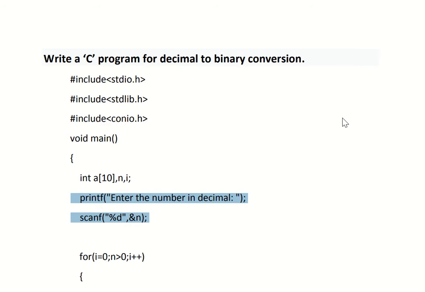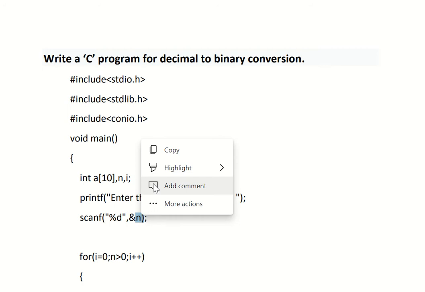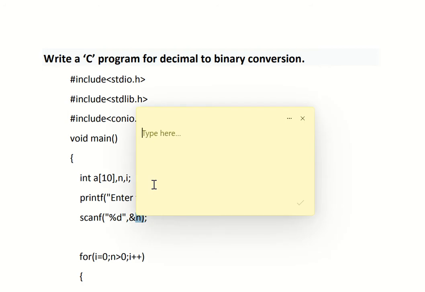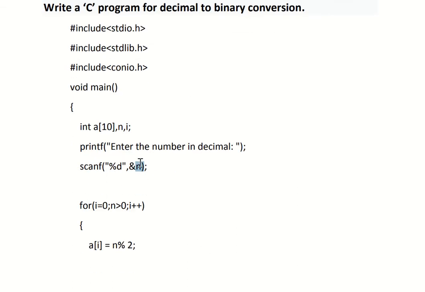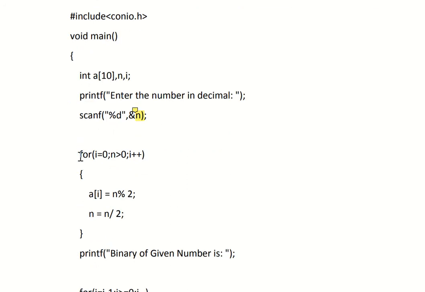Let's say for example the user has entered 15. For example purposes only, I am saying 15. So we want the binary of that 15. For that we have used a for loop, which is this thing.